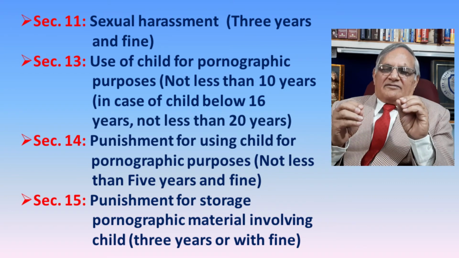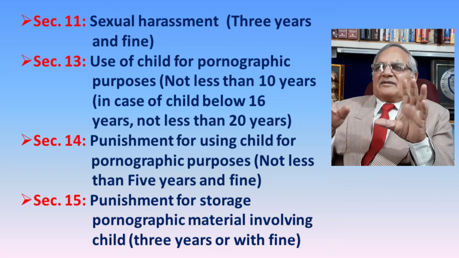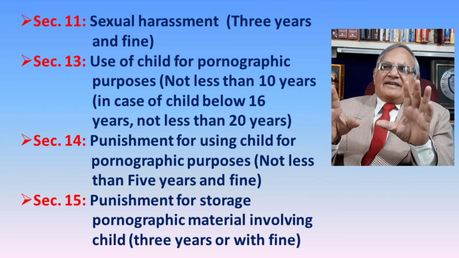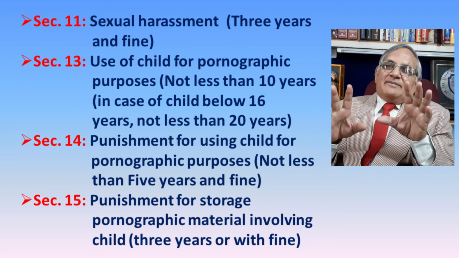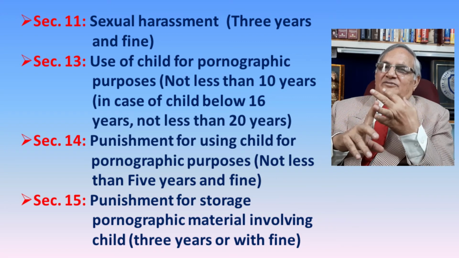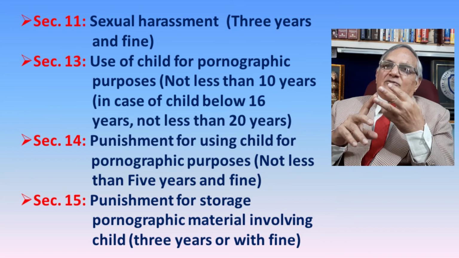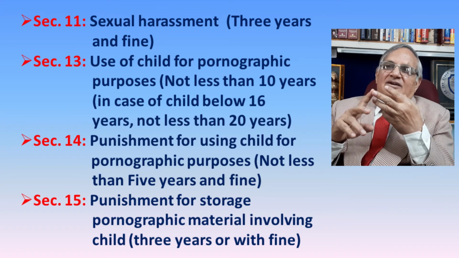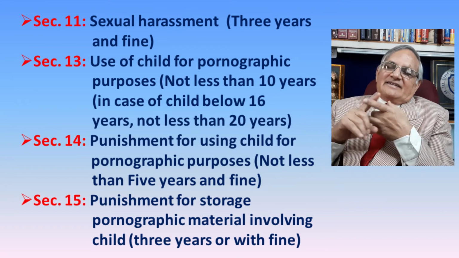Then Section 11, this is sexual harassment. So what is sexual harassment? A person is said to commit sexual harassment upon a child when the person with sexual intent utters any word. You see, this is important. If anybody with sexual intent utters any word or makes any sound or makes any gesture or exhibits any object or part of body with the intention that such word or sound shall be heard or such gesture or object or part of body shall be seen by the child.